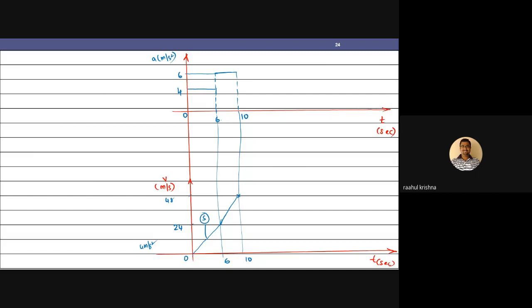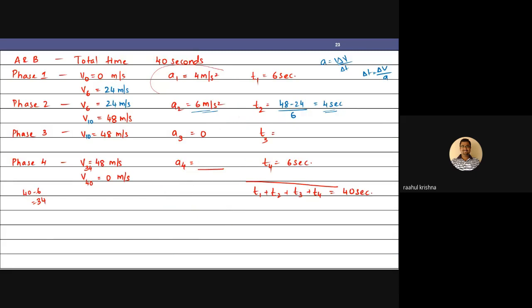Now the next part, okay, so that is the most crucial one. I have a region here wherein I have velocity at 10 seconds that is 48 meters per second. Okay, so at the start of phase 4, what is my velocity? Velocity is at 34 seconds, right? So 40 minus 6 is 34. तो यहाँ पे मुझे v at 34 is 48 meters per second. So v10 and v34, मुझे ये कितना हो गया? टाइम ड्यूरेशन कितना हो गया मुझे यहाँ पे ये रीजन में? 34 minus 10, right? 24 seconds.